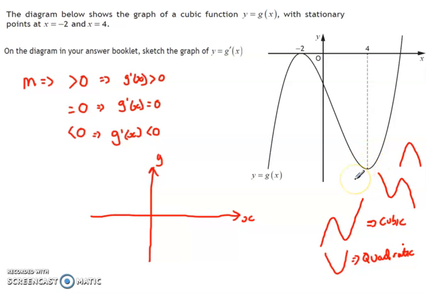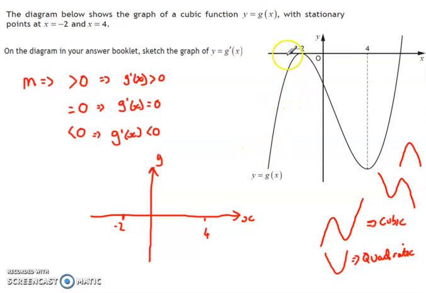For both of those points, those are the equivalent of the roots of our derivative. So what that then means is I know that I can firstly mark on -2 and 4, and I know that those are going to be the roots of my function, i.e. the points where the derivative cuts the x-axis. Now all I need to do is determine the behaviour outwith this.